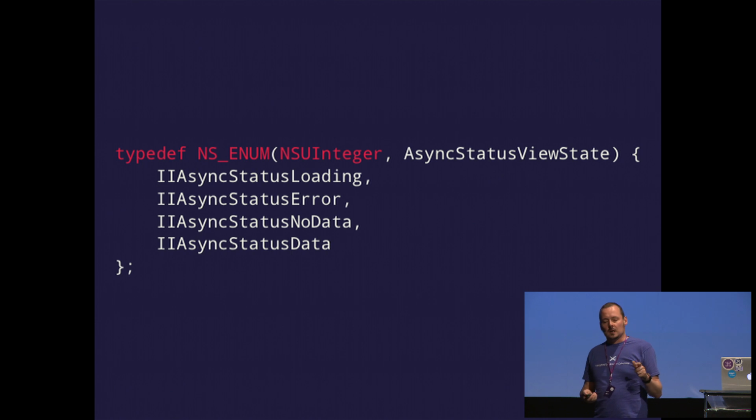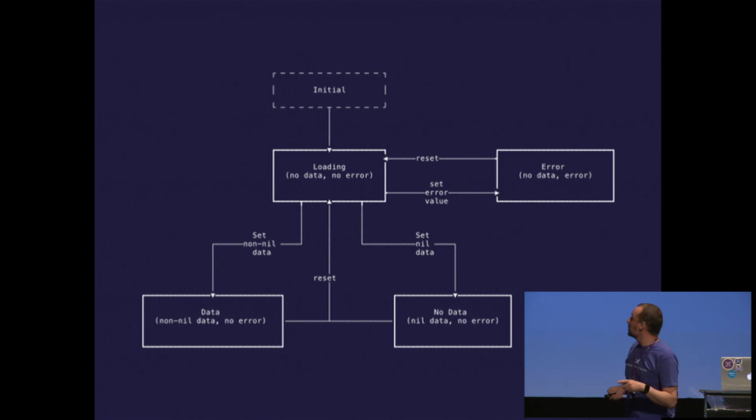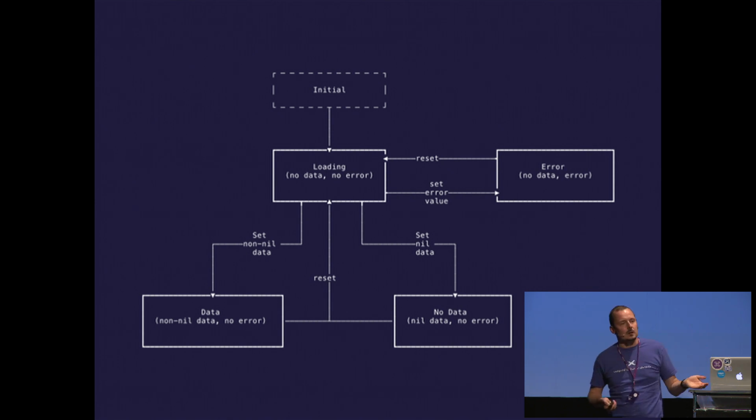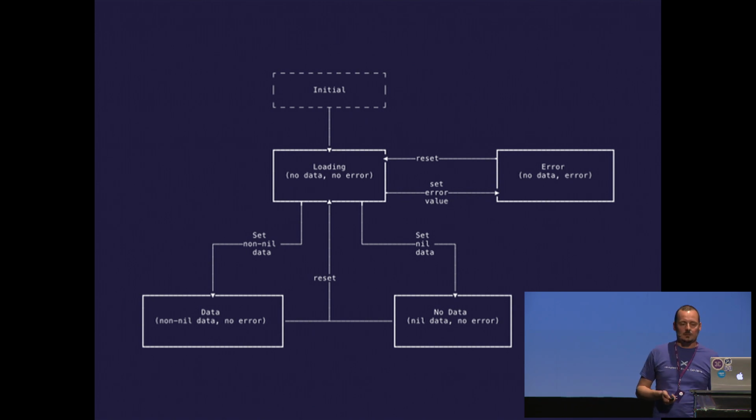Now, that looks a bit like this. I'm not sure if it's readable or not in a diagram. So initially, we are in a loading state. So when you show the view right away, it just shows a spinner. Now, if you set the data, then you go to the data state. If you reset, you go back to the loading state. If you set an error, you go to the error state. If you reset, you go back to the loading state.